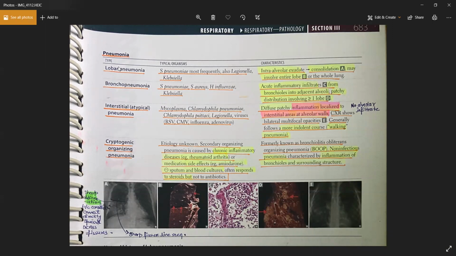Whenever you have a lobar pneumonia, a complete lobe of one lung or maybe multiple lobes could be affected. The major agent is Streptococcus pneumoniae, most commonly. The second most common is Klebsiella, and the third most common is Legionella.